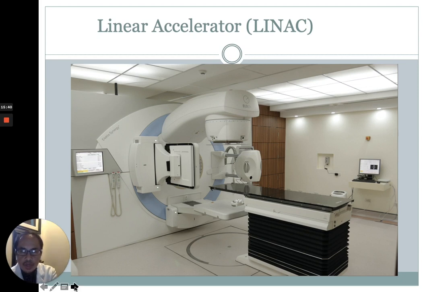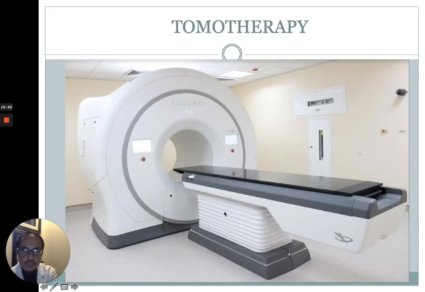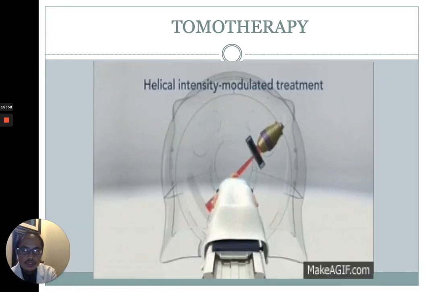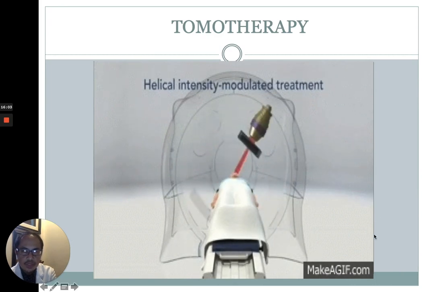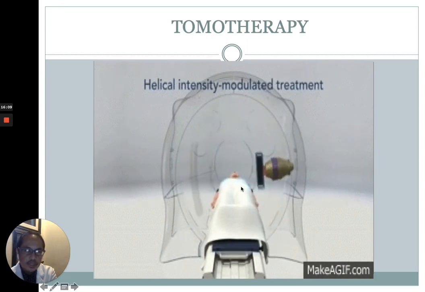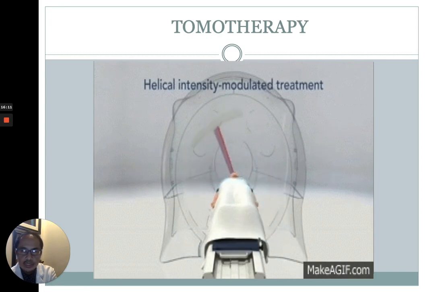And we also have the newer machines, which is the tomotherapy. Okay, this is an accurate tomotherapy. It's like a CT scan, wherein the patient would go inside and be treated in a helical manner. So the radiation would actually go around the patient. So these are the newer modalities. So this is an example of a helical intensity modulated radiotherapy treatment, wherein the machine would be going around the patient and treat the patient's tumor in a helical manner.